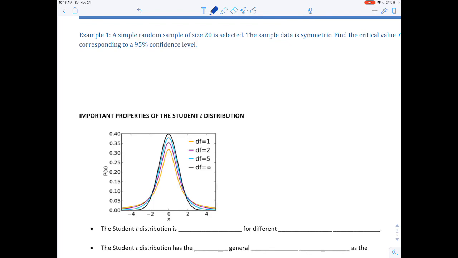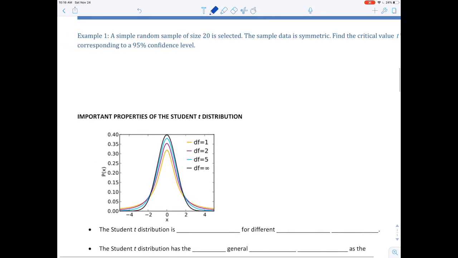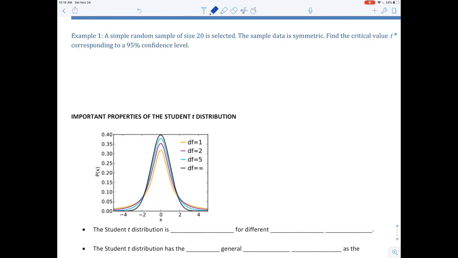Okay, so a simple random sample of size 20 is selected. The sample data is symmetric. Find the critical value, t star, corresponding to a 95% confidence level. This question is a little bit tricky because I didn't say whether it was for a test or for a confidence interval. There's sort of an assumption here that with this confidence level, it would be a confidence interval. So that's how we're going to look at this.